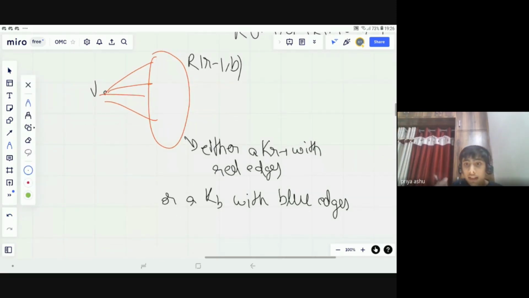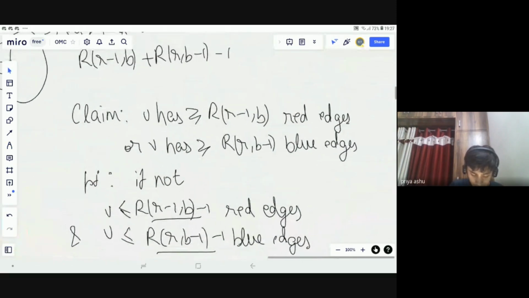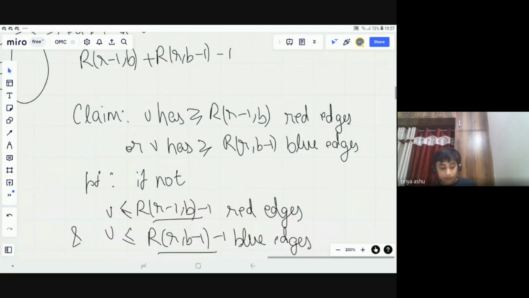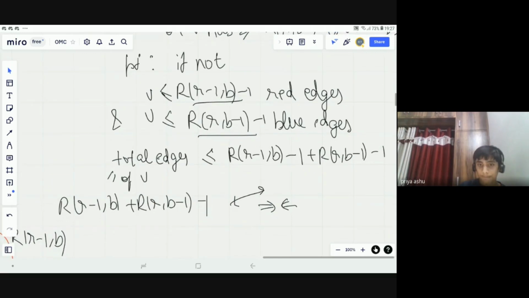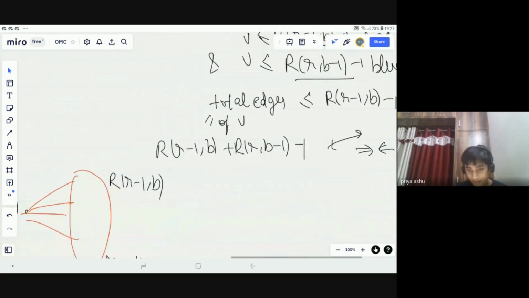So yes, any questions? Do you do this on PHP? Sorry, your voice is quite low. Hello? Hello, can you repeat? Oh, we just proved it. Like we just claimed that. Yes, you can also use PHP, but we claim that V has at least R(R-1,B) red edges or R(R,B-1) blue edges. So is the proof of the claim clear? Okay, perfect. If not, then we clearly have a contradiction. You can just see the proof. Okay.